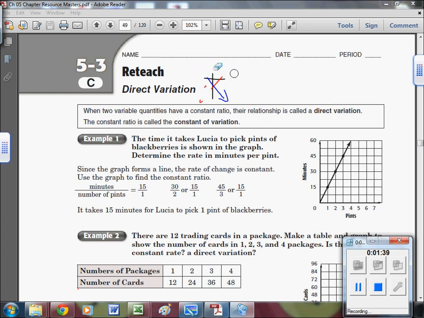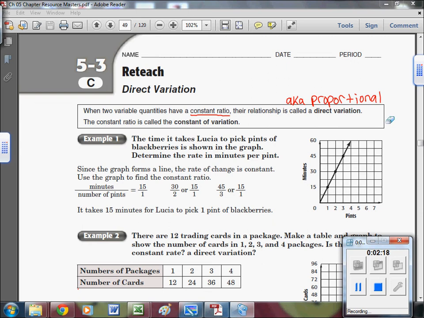Okay, so I mentioned it already, but when two quantities have a constant ratio, the relationship is called direct variation. We also learned a while ago that the relationship is also considered proportional. Back before we learned how to check if something was proportional or not, we checked all the ratios. We checked to see if they had a constant ratio, so the ratio was the same. We did that back in 4-1C. That tells us if the ratios were the same, they were proportional. Well, now you know if all the ratios are the same, it's also considered direct variation.